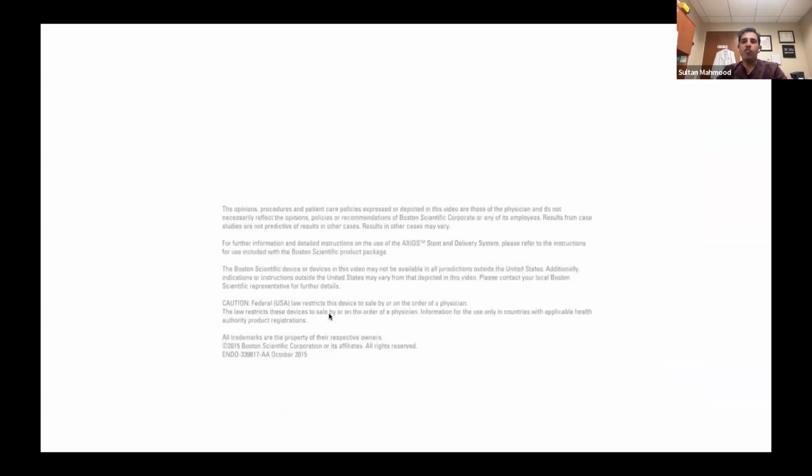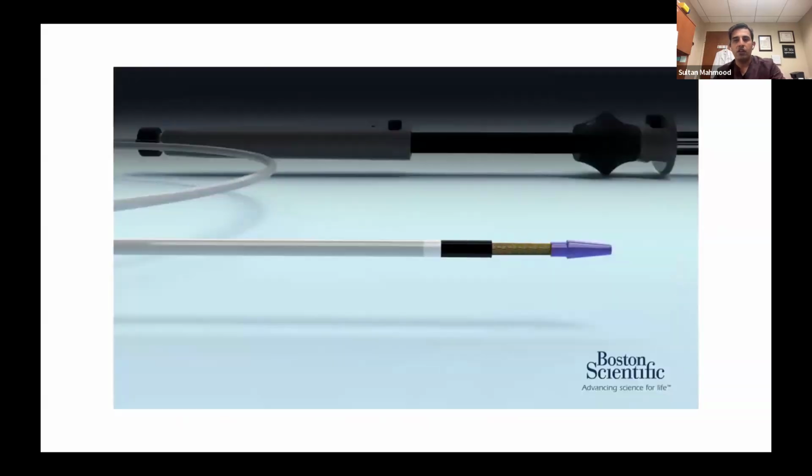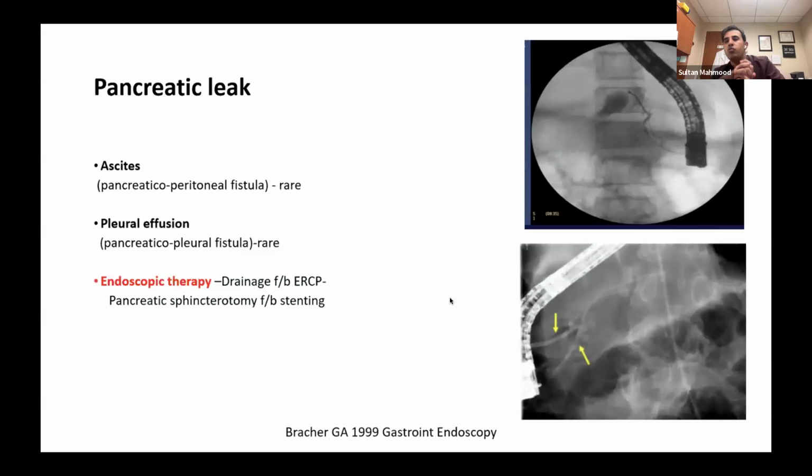These stents usually stay in for about 4 weeks or so. During that time, we will do our necrosectomies and do whatever needs to be done. And eventually, if the repeat scan shows that the collection has completely resolved, then we can remove that stent.